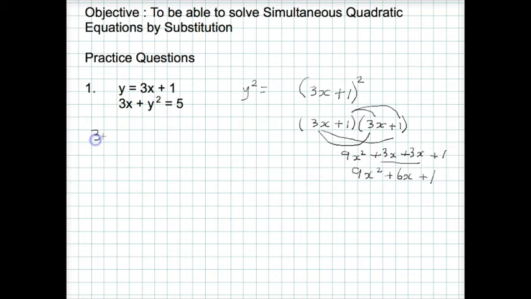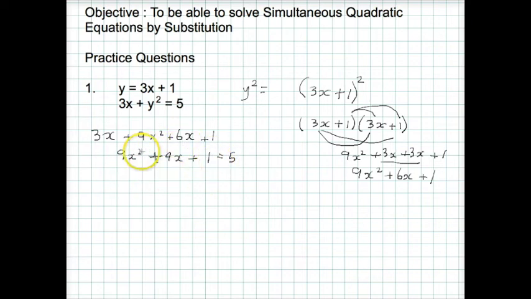So we get 3x plus 9x squared plus 6x plus 1. We can obviously group together these terms here. So we've got 9x squared plus 6x plus 1 plus 9x plus 1. And that is equal to 5.